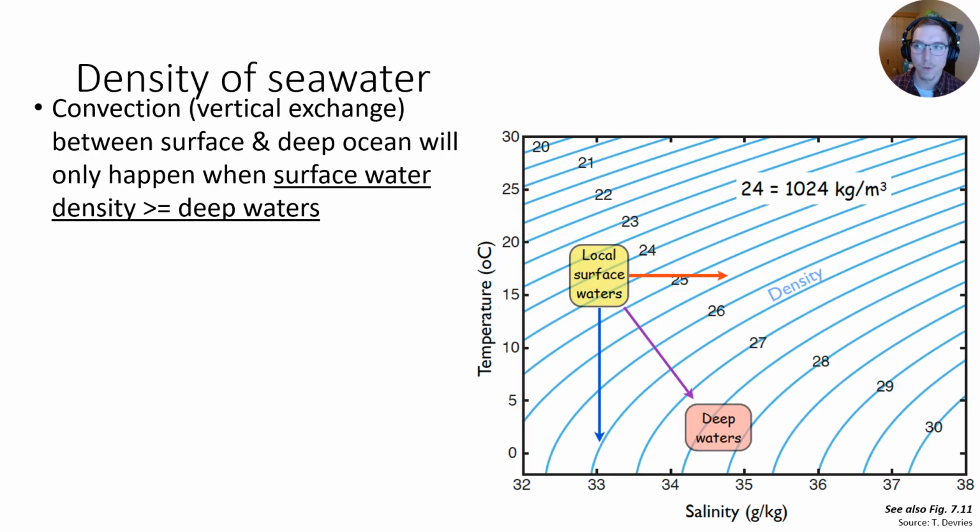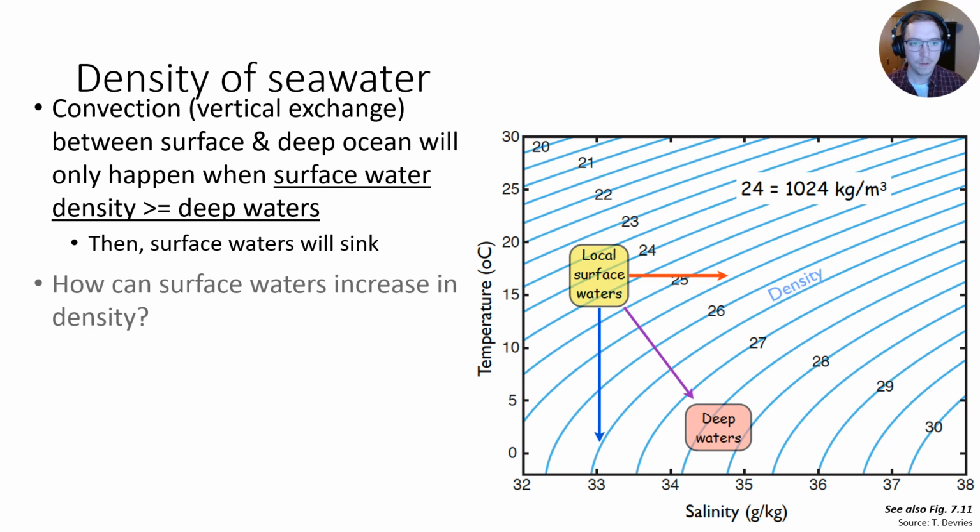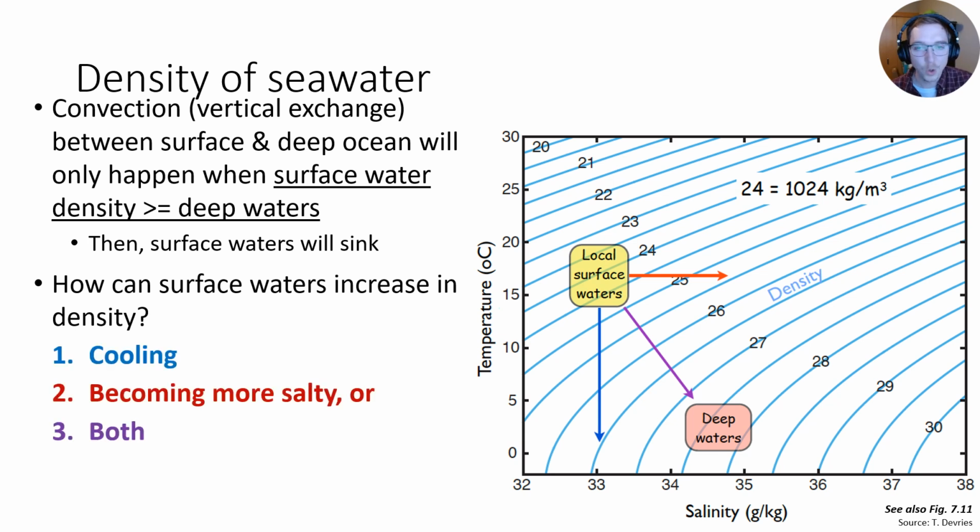So convection or vertical exchange between surface and deep ocean waters will only happen when surface water density is greater than or equal to deeper waters. So something interesting happens here. Once we get to a certain point, our waters will sink. How can surface waters increase in density? There are really three primary ways. We can either cool it, make it saltier, or a mix of both.